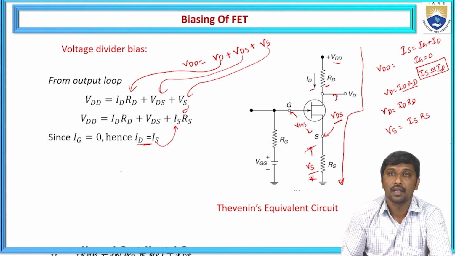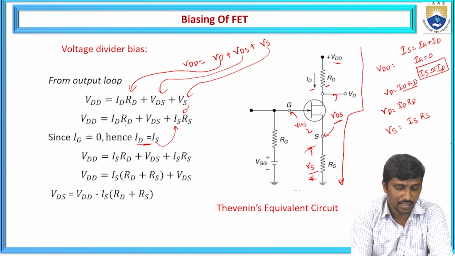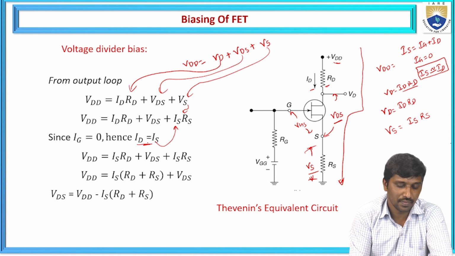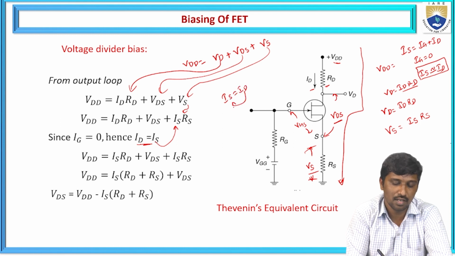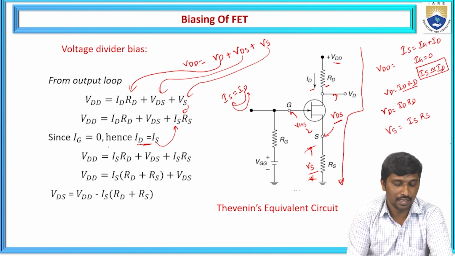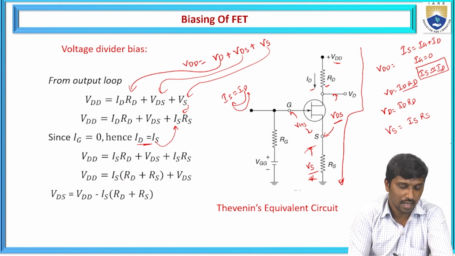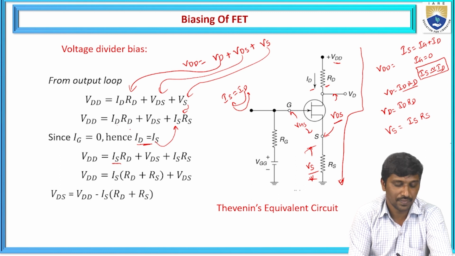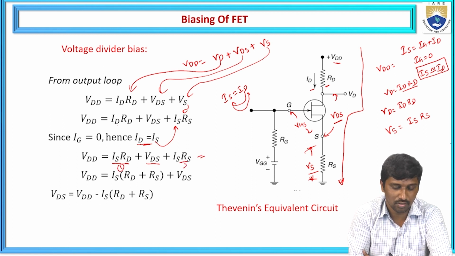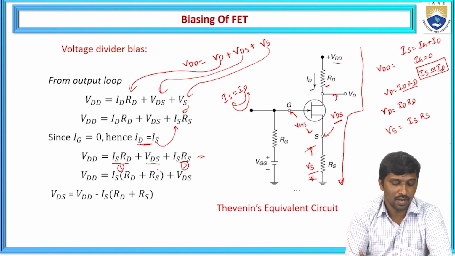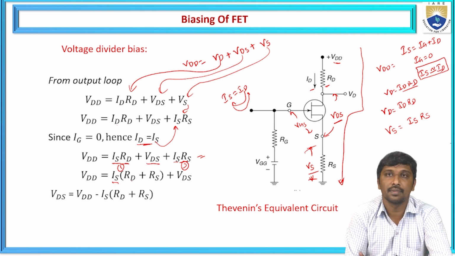So what happens now? This VDD is equal to VDD. Either you can substitute ID with IS, or IS with ID. Hence, I substituted this one. So ID is replaced with IS, RD is RD, VDS is VDS, and IS into RS. From the first term and the third term, IS is common. Taking IS common, it is represented as IS times RD plus RS, plus VDS.